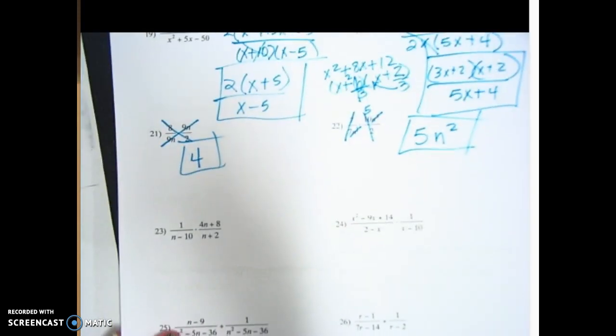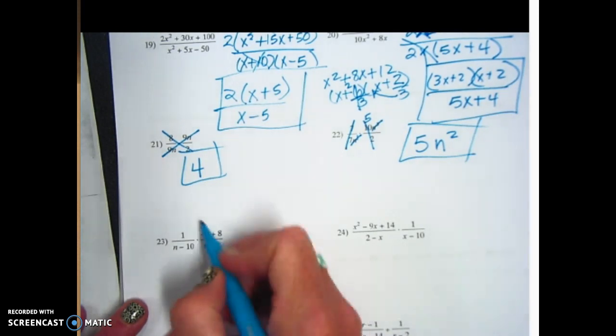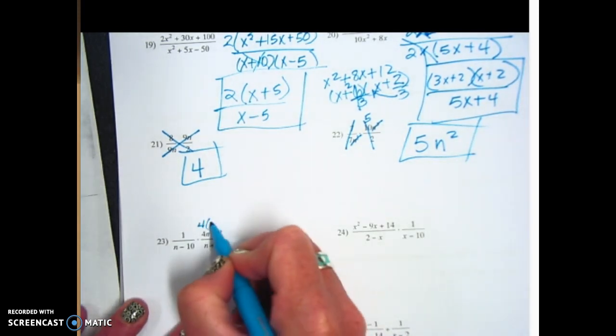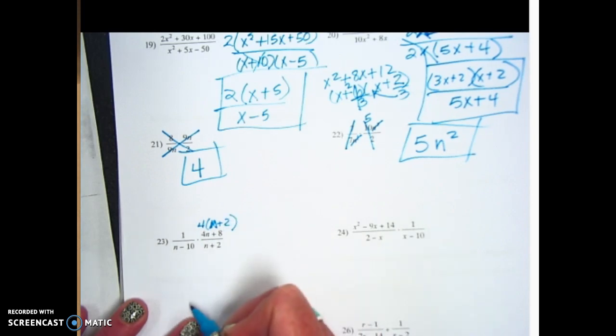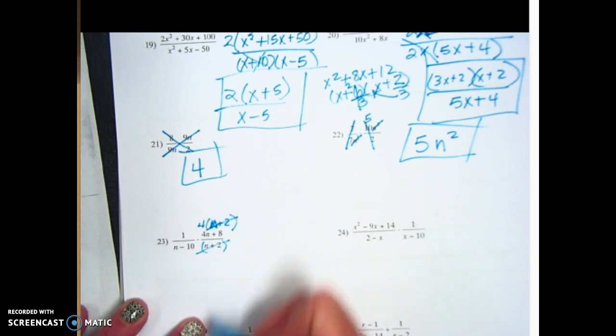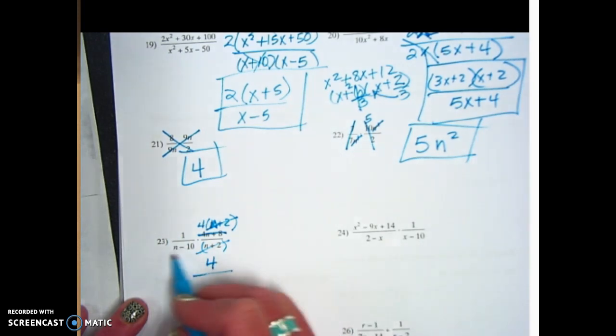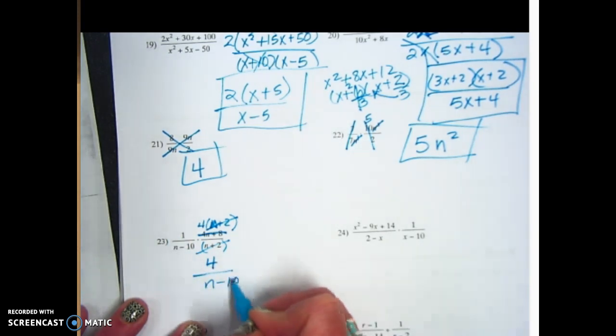Number 23. I see a GCF right here of 4. That leaves me with n plus 2. So that n plus 2 is going to cancel with this n plus 2. And we're left with 4 in the numerator if we multiply straight across, and n minus 10 in the denominator.